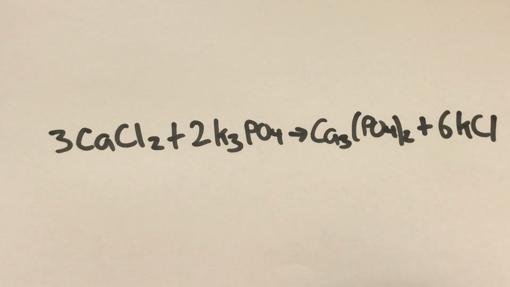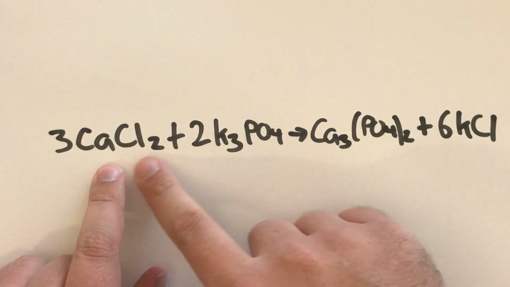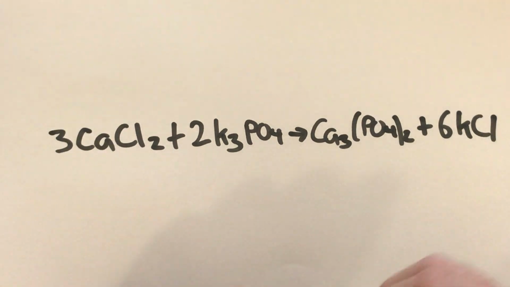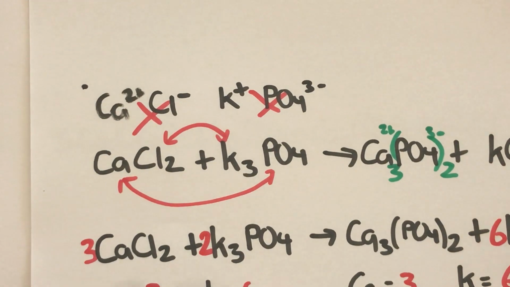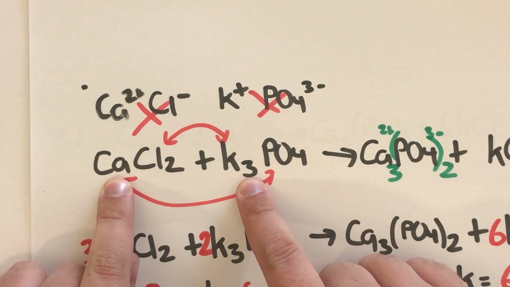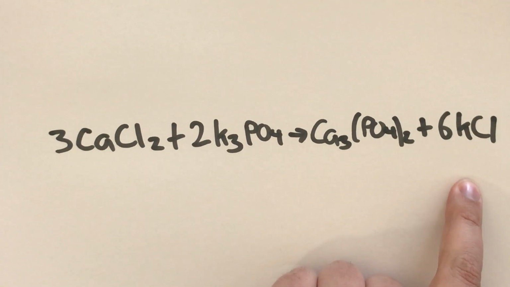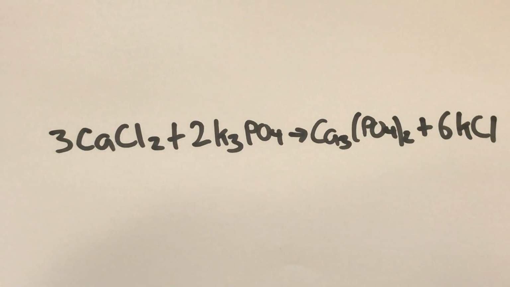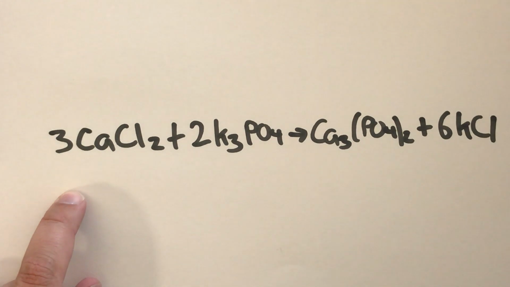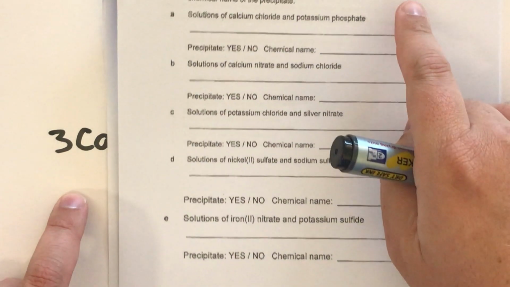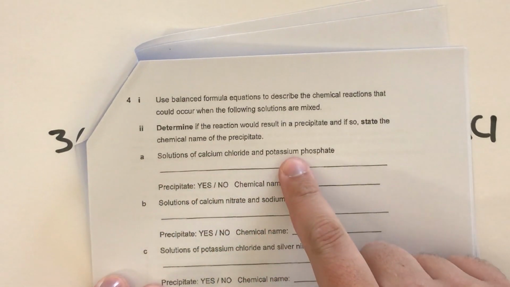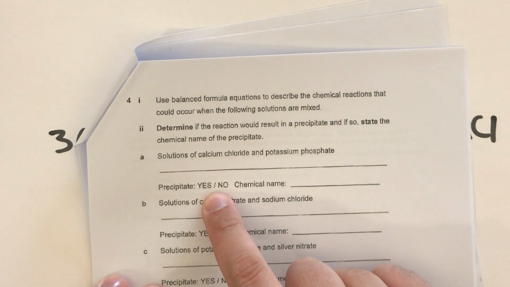Now this one is one of the more difficult ones that you'll face. There's a lot that needs to be done to balance this. So if you can take it from our original calcium chloride plus potassium phosphate and turn it into this, then you're doing really well with your balancing of chemical equations. So that's our balanced formula. Now the question asked to first of all balance the formula and then determine if a precipitate was formed, so yes or no for a precipitate, and then to write down the chemical name.